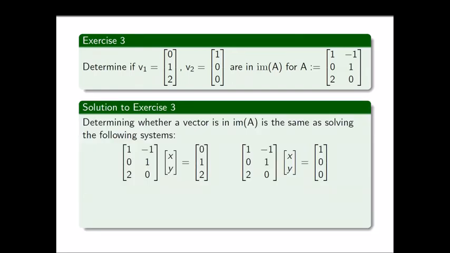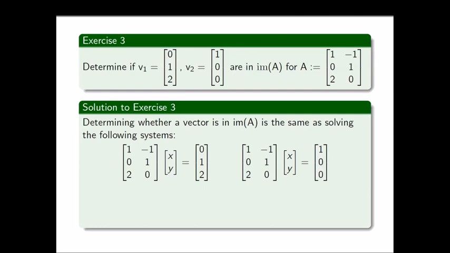So determining whether a vector is in the image of A is the same as solving the following systems. So for the first one, you just multiply the matrix A with a vector of variables (x, y), and you set it equal to (0, 1, 2). And in the second case, you set it equal to (1, 0, 0). These are my vectors v1 and v2. And then if this equation was to be true, in other words, if there were values of x and y for which this equation holds true, then we would say that these vectors v1 or v2 are in the image of A.